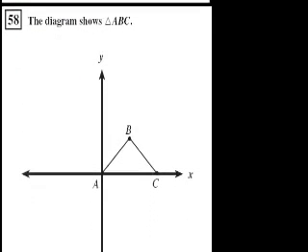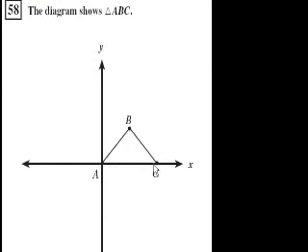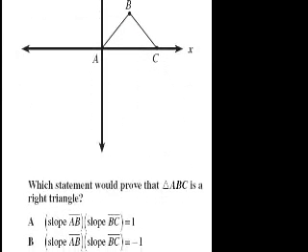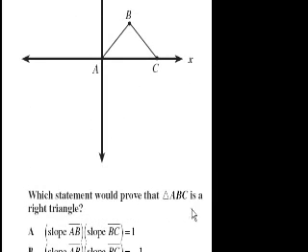Okay. The diagram shows triangle ABC. Fair enough. Which statement would prove that ABC is a right triangle? And just eyeball, I mean, this is clearly not a right angle. This is probably the right angle for the right triangle.